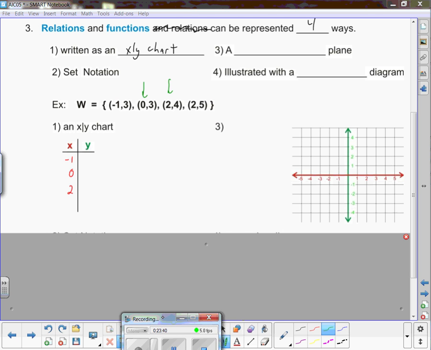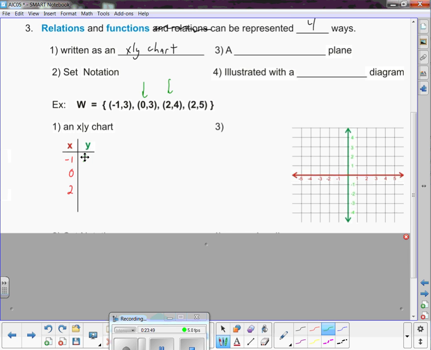That's the situation there. All right, so, and then if we put in the y's, so -1 is with 3, and 0 is with 3, and 2 is with 4. And you know what? On this one, on the XY chart, we got to list the second 2 again, because it's an XY chart, because we got to show all the relationships. And then 2 is with 5. So in your XY chart, you'll have the 2 there more than once because you got to show all the relationships.